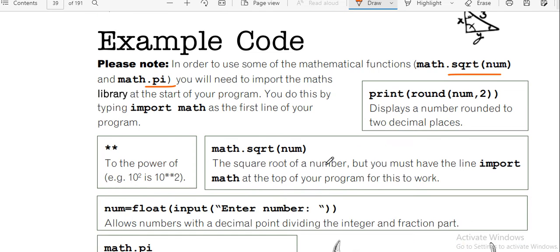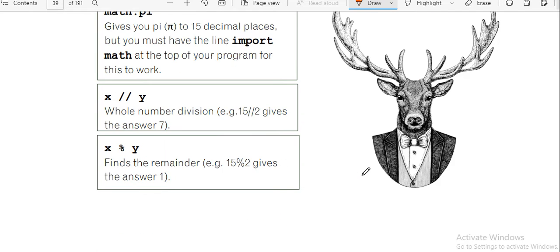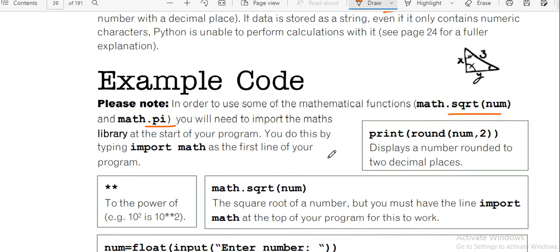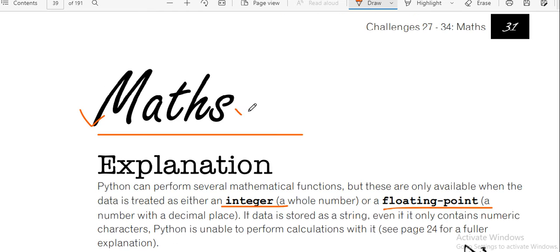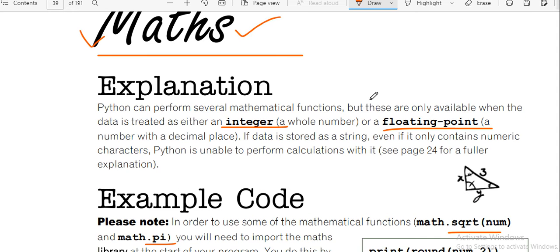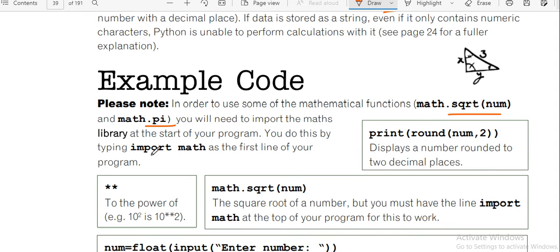sqrt, pi, and mod, percentage. So first of all, to use these mathematical functions, what you need to do is import the math library in the first line of your Python code, after which you can use these, right? And then you can use these numbers.